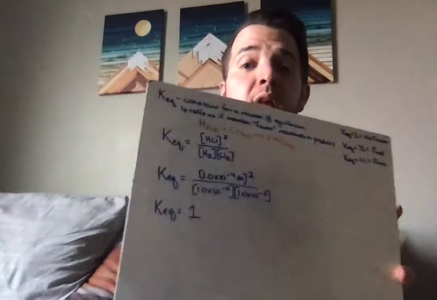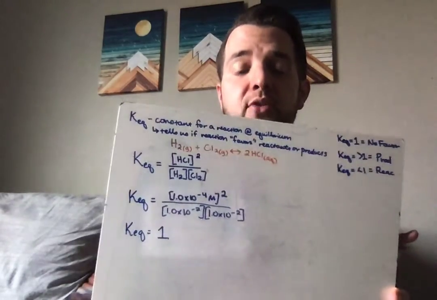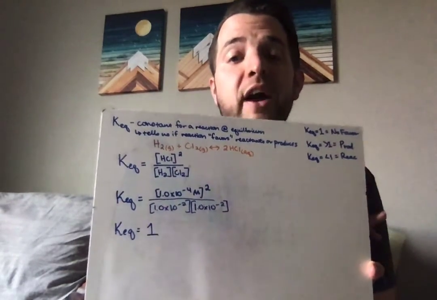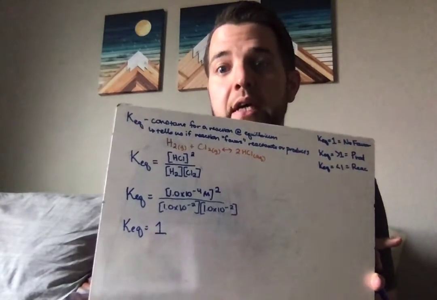I got a value of 1. Since it's a constant, it doesn't need any sort of unit. Now, when we do a KEQ value, again, it's trying to tell us whether this reaction is product favored or reactant favored. So we want to make sure we actually identify that.